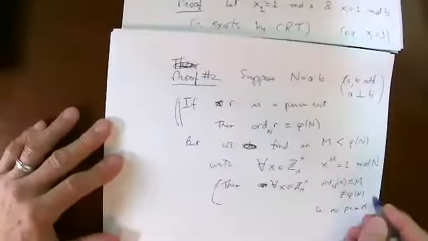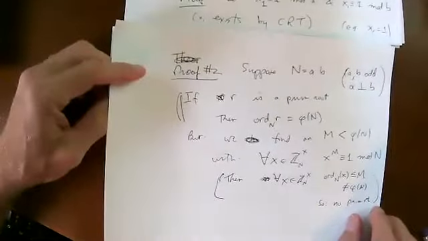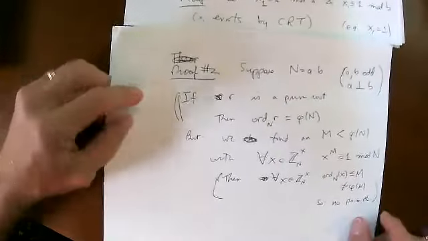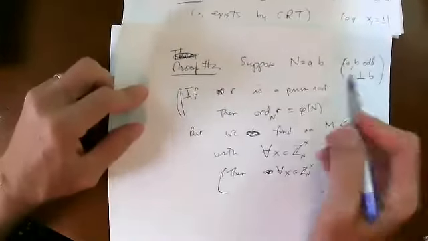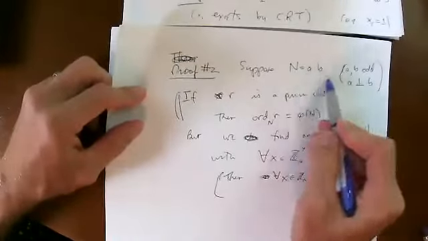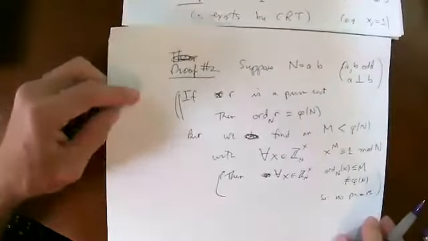All right. So how am I going to do this? How am I going to find this exponent capital M? Well, I'm just going to use the Chinese remainder theorem again. That's my favorite way of handling a modulus that I can split into two coprime factors.